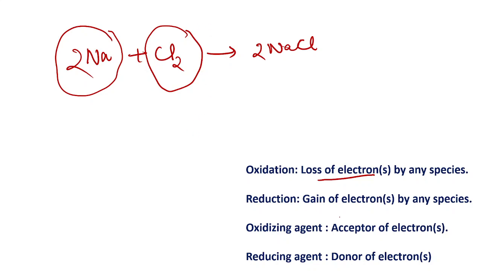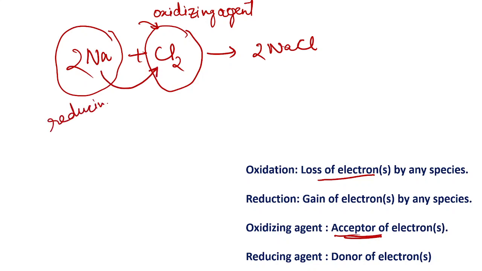See, the one which accepts the electron. Now in this reaction, which is accepting? Chlorine is accepting. So chlorine is known as the oxidizing agent. And the donor of electron, which is the donor of electron? Sodium is donating the electron. So this is known as the reducing agent. Now here one thing is reversed.